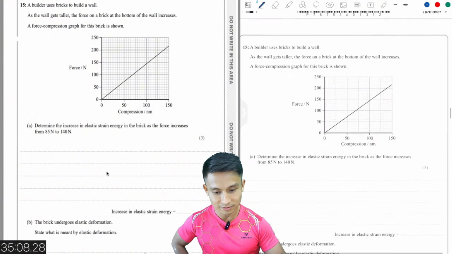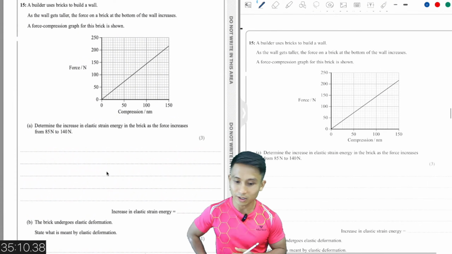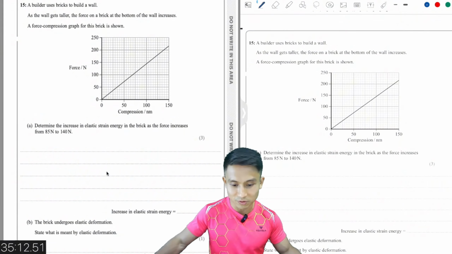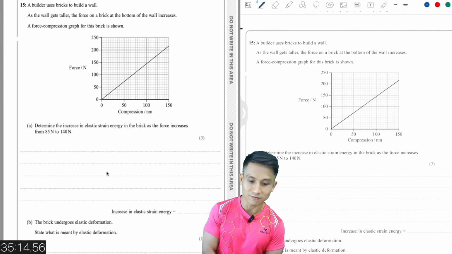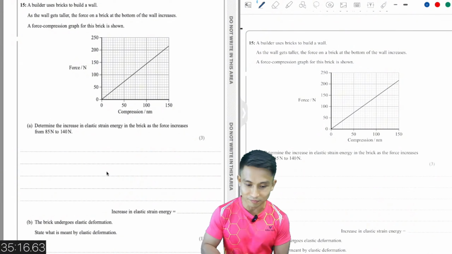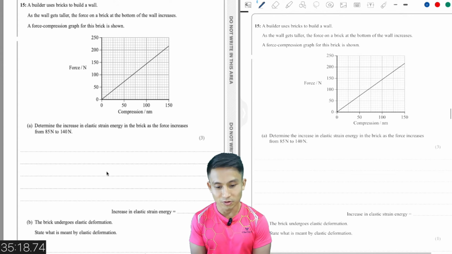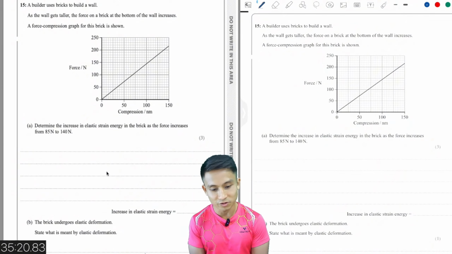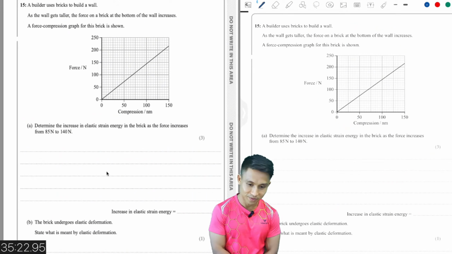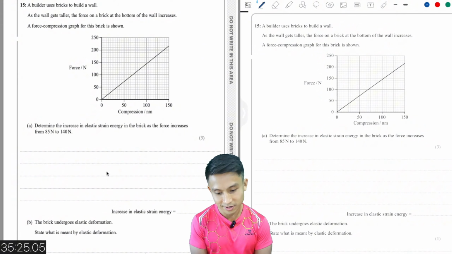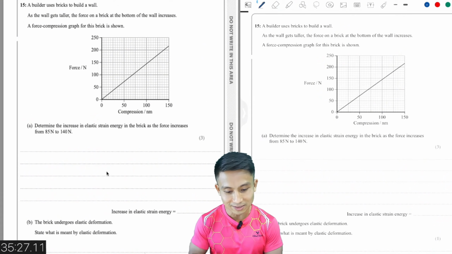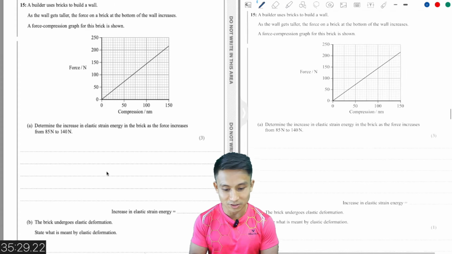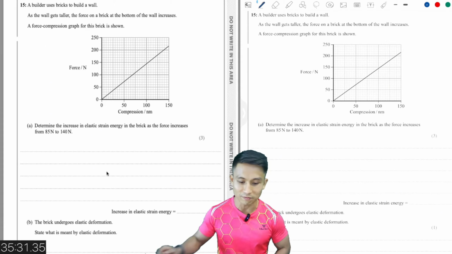Number 15. Okay, a builder uses bricks to build a wall. As the wall gets taller, the force on the brick at the bottom of the wall increases. A force compression graph for this brick is shown. So this is like Hooke's law. Determine the increase in elastic strain energy of the brick as the force increases from 85 to 140.